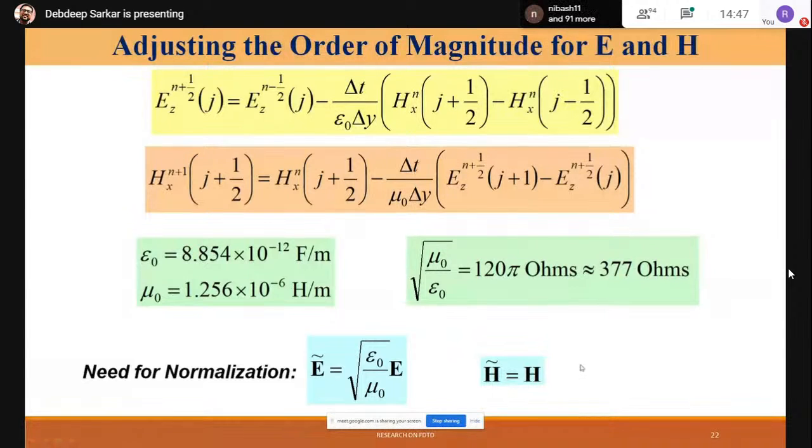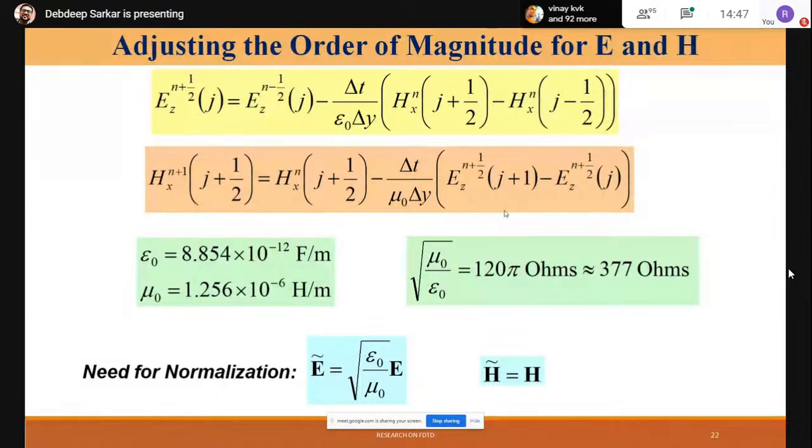So what people thought was, let us normalize the electric field and magnetic field in such a way that the order of magnitude of this Ez and Hx become the same. A very simple solution is to multiply the electric field with this quantity, root over epsilon upon mu naught, and reformulate these equations so that they can be programmed in the computer.